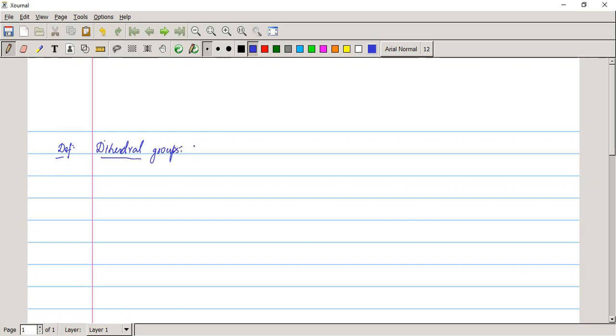So what are these dihedral groups? These are the groups of rotations and reflections of regular polygons.